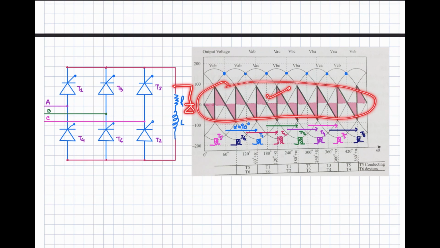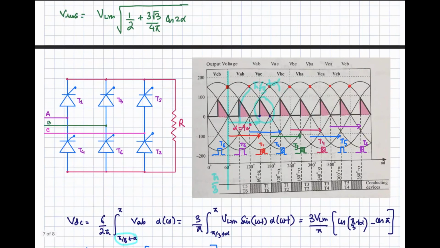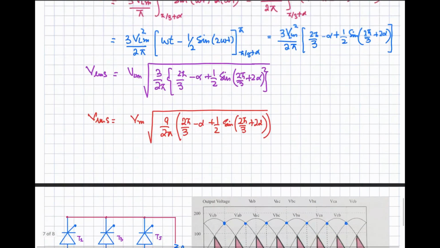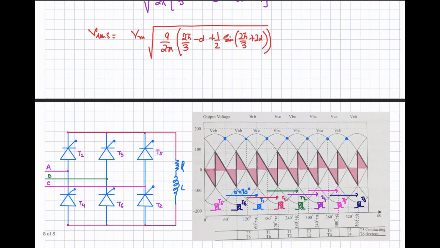However, if you connect a freewheeling diode across the load, then you will be getting this waveform, because the negative part will be chopped. So let's conclude this video. In this we have discussed the voltage waveform and the calculation of the DC voltage and the RMS voltage for different firing angles for half controlled and fully controlled rectifier circuits.